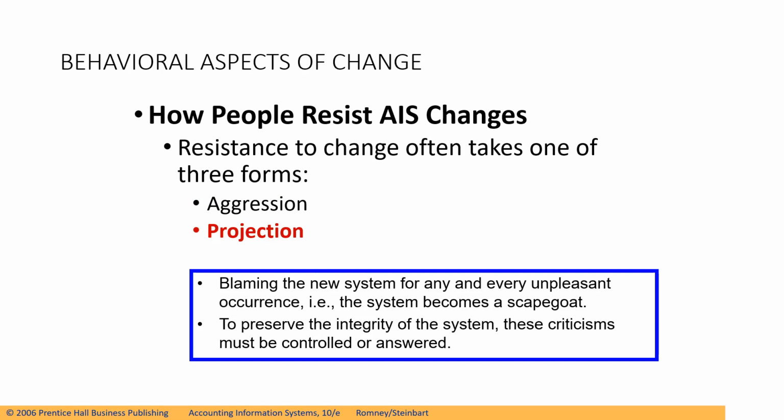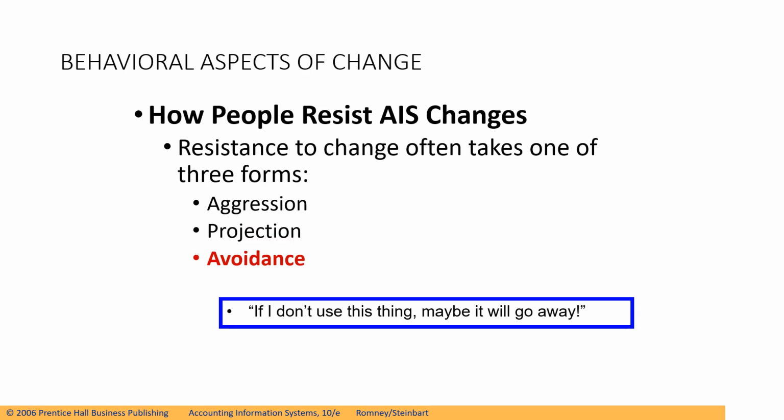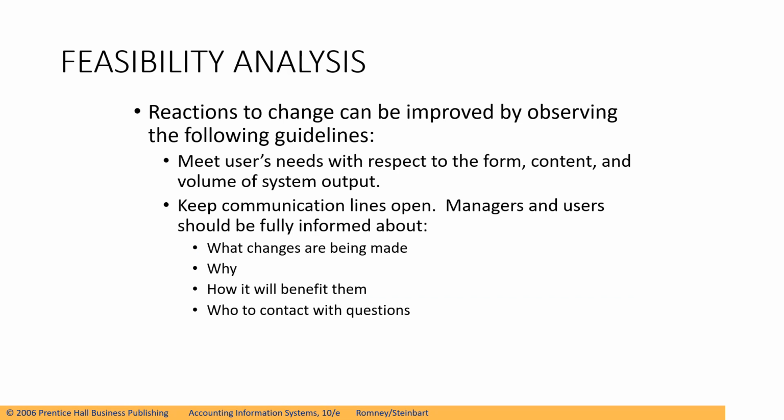To preserve the integrity of the system, this criticism must be controlled or answered. Another, avoidance. If I don't use this thing, maybe it will go away. So the forms of resistance to change are aggression, projection, and avoidance. Okay, so still we are in the feasibility analysis. So we need to consider those reactions to change, and you can improve it by observing the following guidelines.